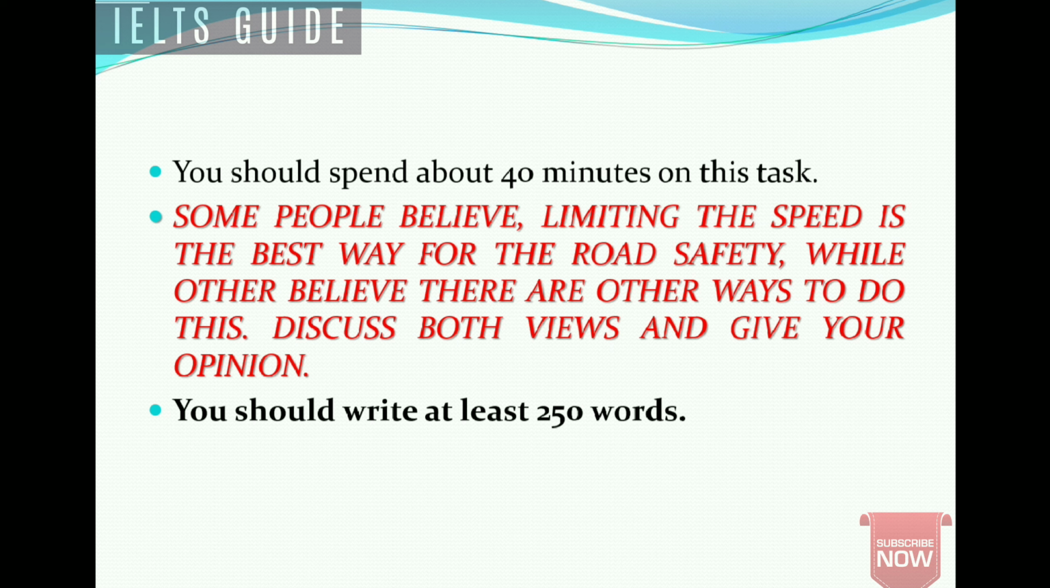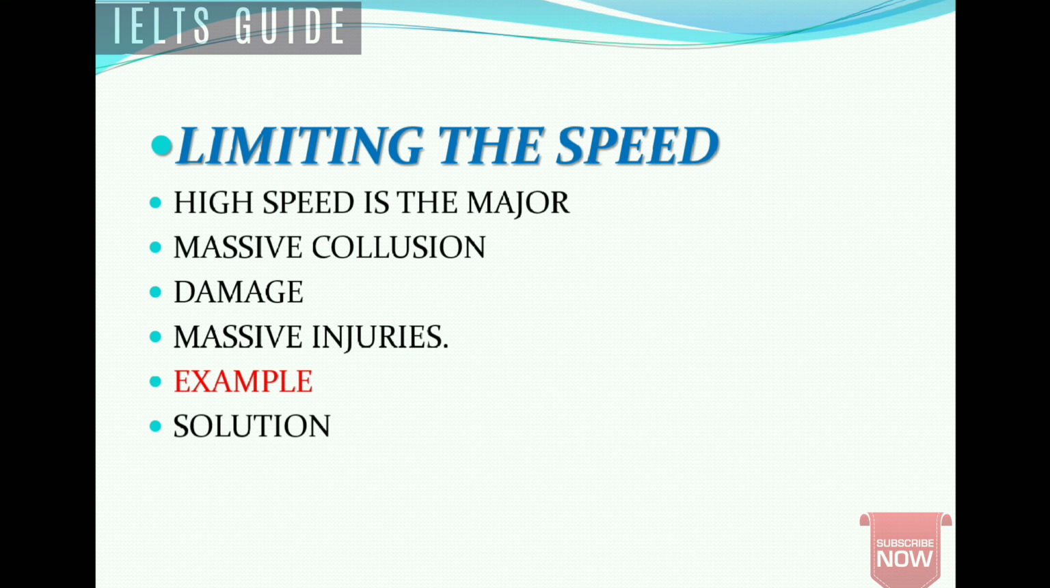So in the first paragraph, I am going to talk about the first group of people, means limiting the speeds, right? I am going to talk on that idea only, because we have two ideas over here. And then in the second paragraph, in body paragraph B, I am going to talk about other measures. What are the other measures that we should follow for the road safety? And then I am also going to give my opinion. Even I am going to give my opinion in the introduction only, right? Because I am going to follow a proper structure for the introduction, that is hook statement and thesis statement. Okay, but before that, let's talk about limiting the speed.